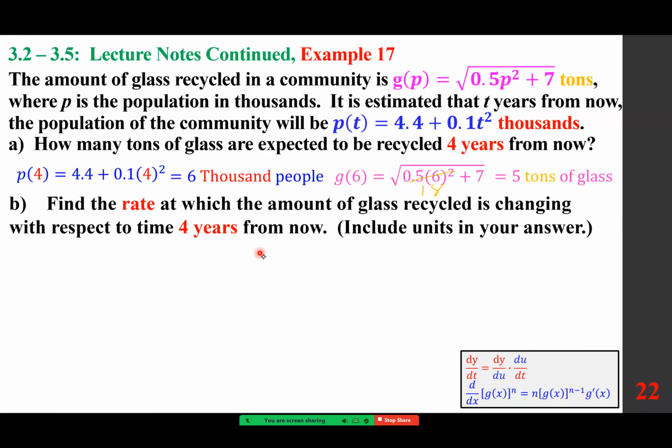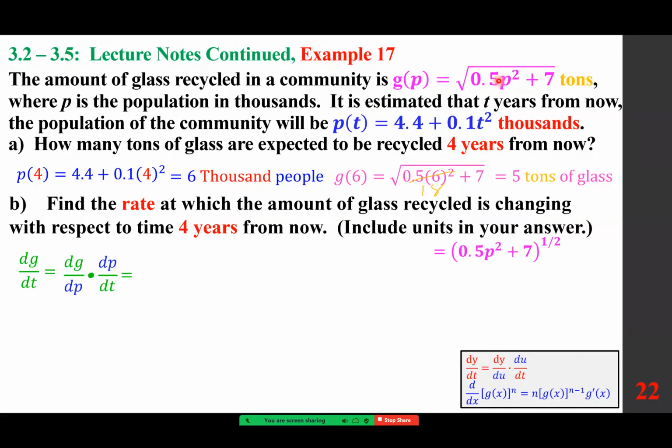Now you want to find the rate. We are going to go with Leibniz's notation. The rate of what? Change of glass with respect to time, right? Find the rate at which the amount of glass recycled is changing with respect to time 4 years from now. So we want dG/dt, which is in this format, and the intermediate variable from G to T is P, so you put the dP. So you differentiate this with respect to P.